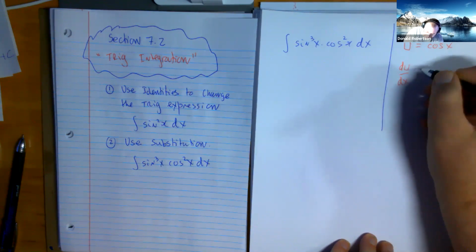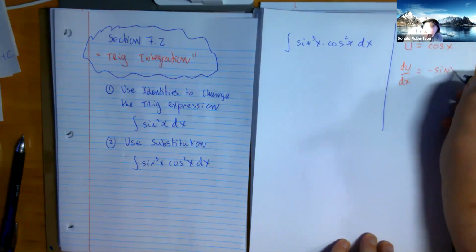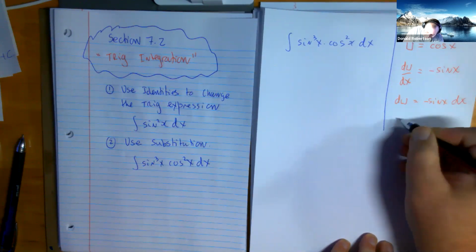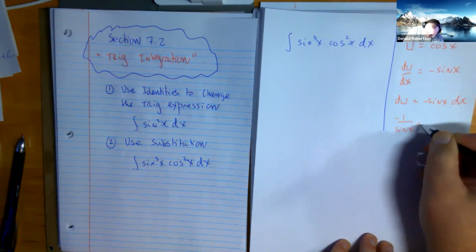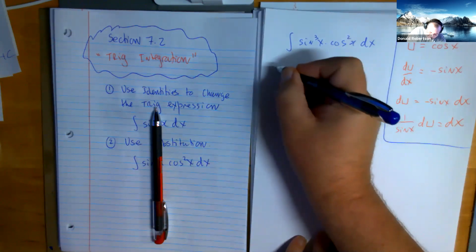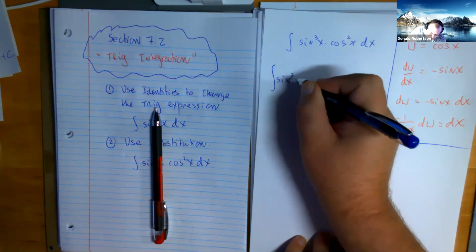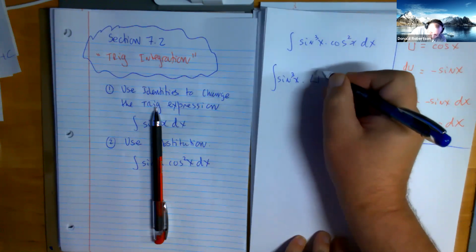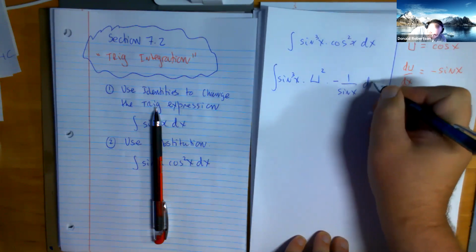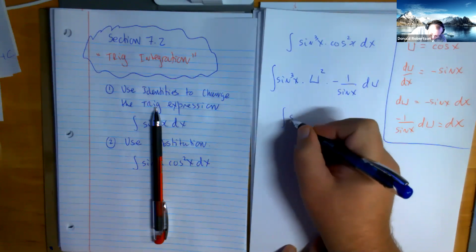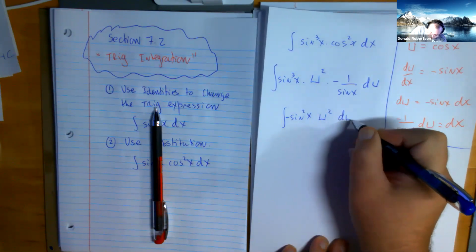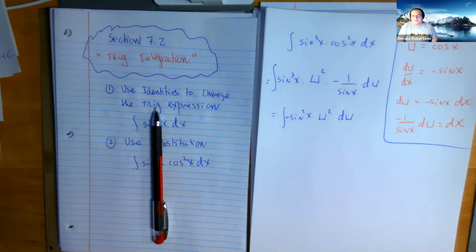Let's get this out of the way first. If you differentiate a cosine, you get a negative sine. If you do the crossover, and then you isolate, nothing remarkable about that. I have sine cubed x. This becomes u squared, and the dx becomes this. And we get a little bit of cancelling, and you'll get that. That's pretty common.